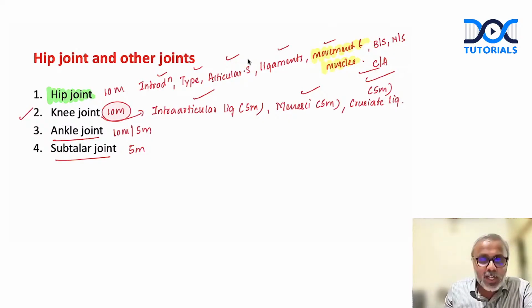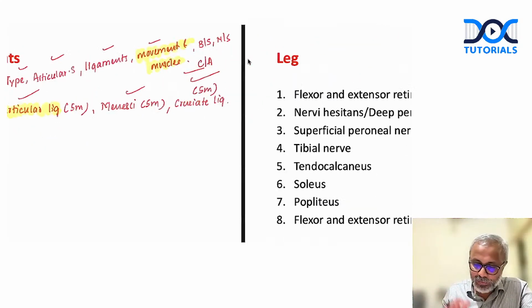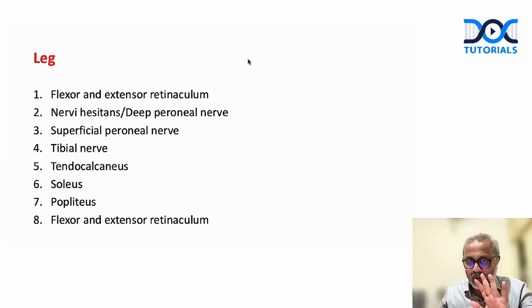Then knee joint, the same way, right? The same headings. And in knee joint, weightage is often given to these intra-articular ligaments, the menisci and the cruciate ligaments. A detailed description of this is a must, right? Ankle joint and subtalar joint use the same headings. Done? Right.